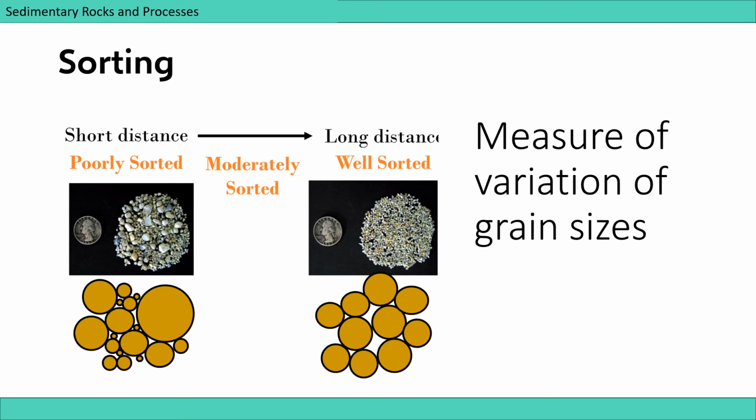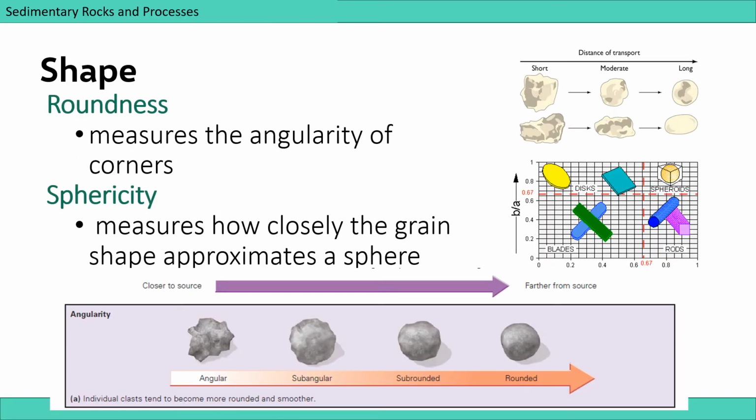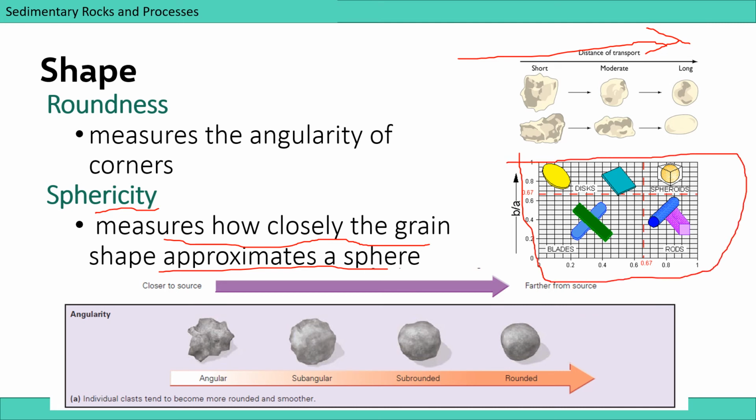So here, for example, we have poorly sorted sediments where you have larger grains and smaller grains combined into one. And as you go to well-sorted sediments at longer distances, you have already sorted into a similar grain size. In terms of shape, roundness measures the angularity of corners, and generally, as you move further away from your source, the more rounded your materials become. In contrast to sphericity, which measures how closely the grain shape approximates a sphere. In this case, it depends on what environment you are depositing in, where, for example, if you have wave action, it's more flattened. If you have river action, it's more spheroidal, and so on.